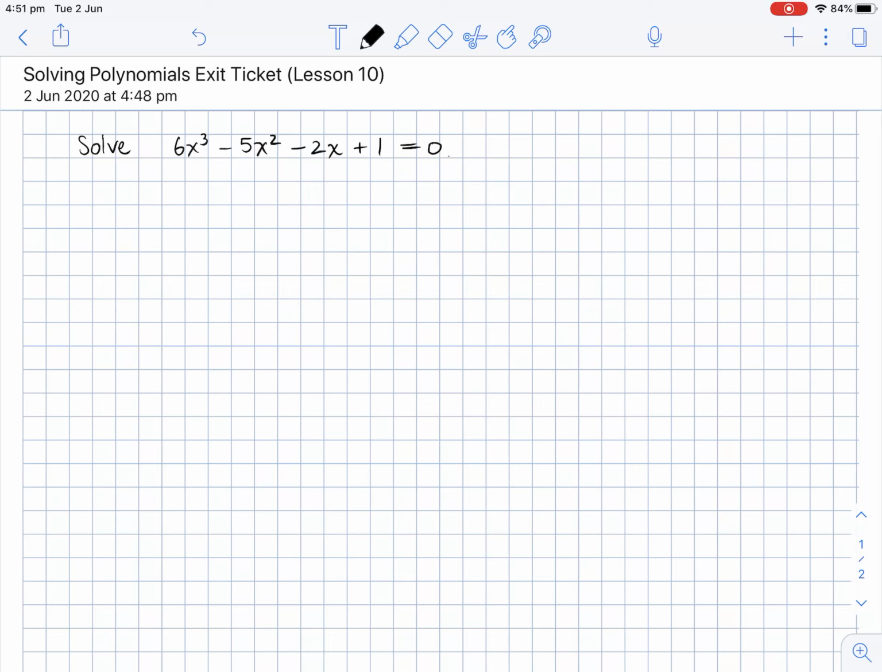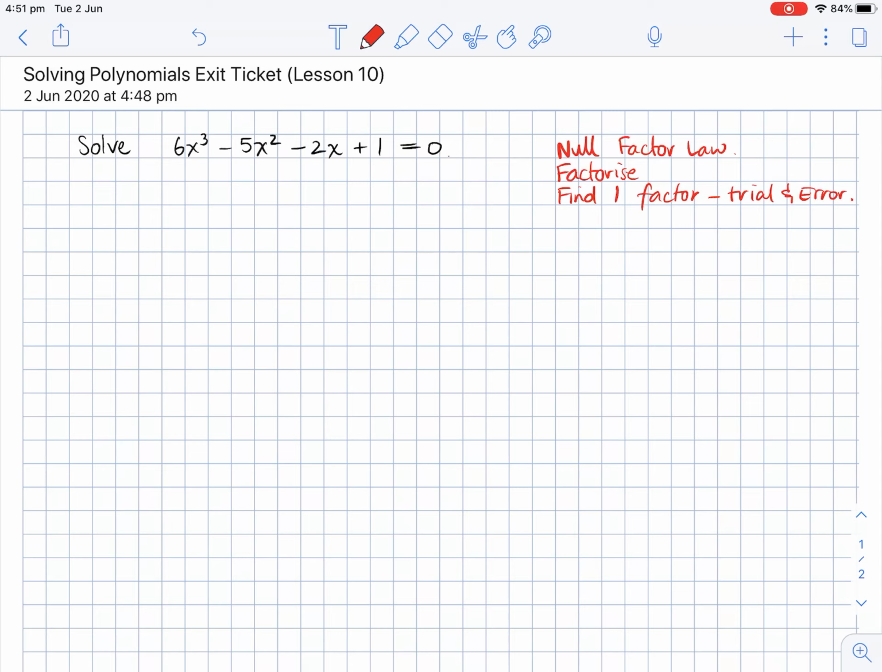So the first thing I'm going to do here is recognise that the skills that I need to solve an expression is I'm going to use the null factor law. And before I can use the null factor law, I have to factorise. And before I can factorise, I have to find one factor to start me off. And I'm going to use trial and error to find that factor.